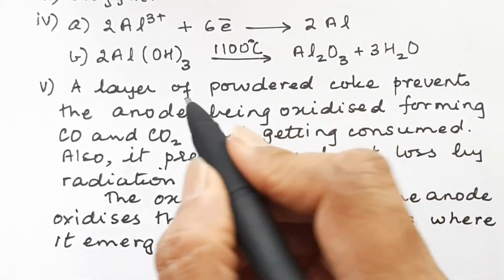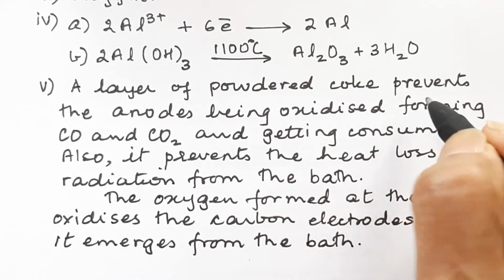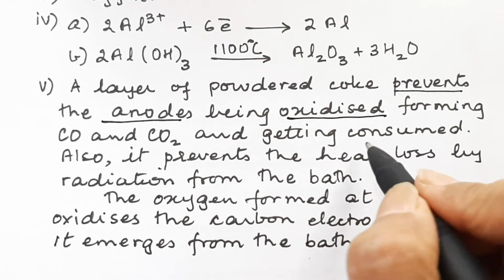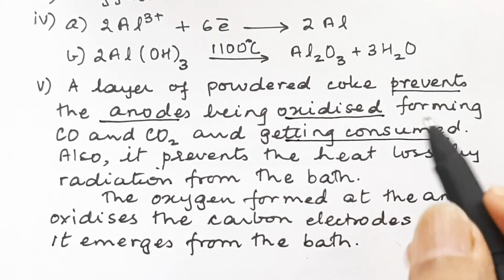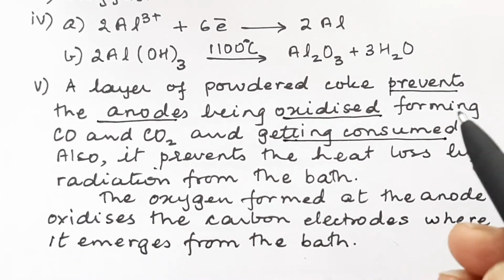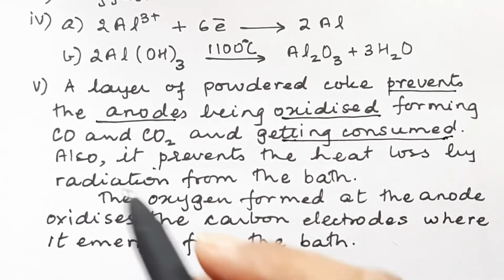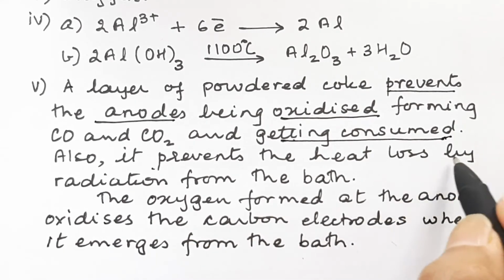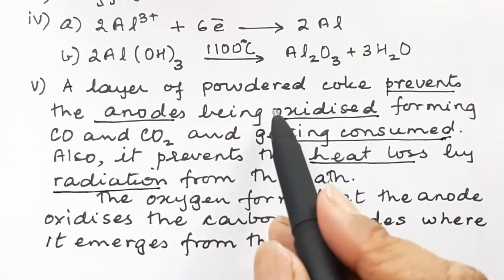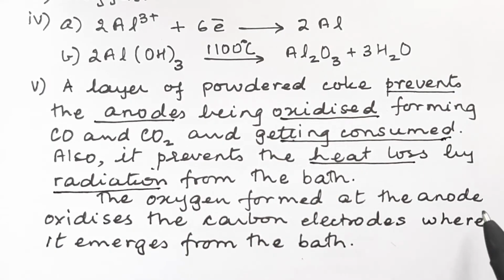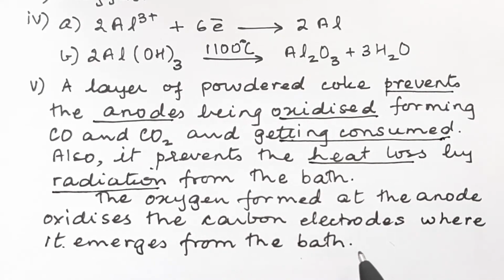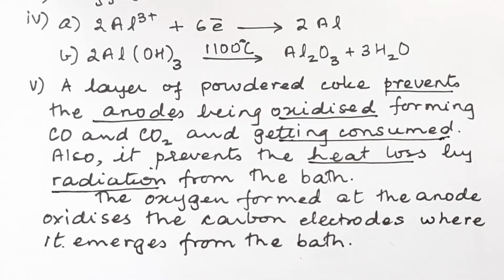So I have written that the layer of powdered coke prevents the anodes from being oxidized and getting consumed. So carbon anode gets oxidized to CO and CO2 and it gets consumed, it gets wasted. Also, it prevents the heat loss by radiation. Now, why is this so? Because oxygen, which is formed at the anode, oxidizes carbon electrodes where it emerges from the bath. So this finishes our 6A.